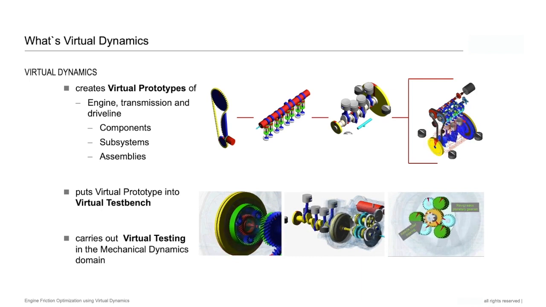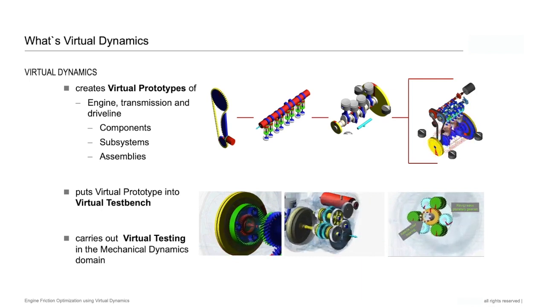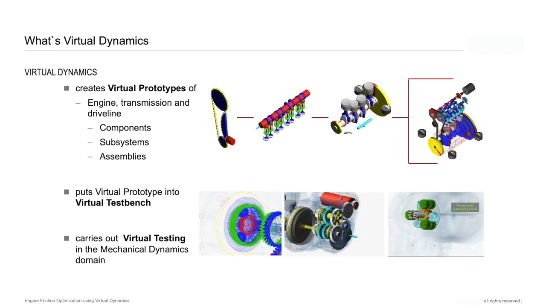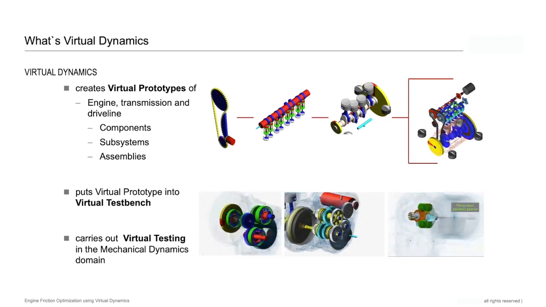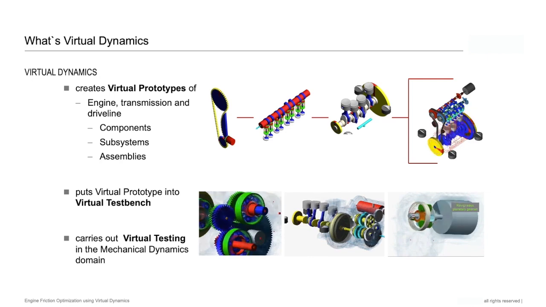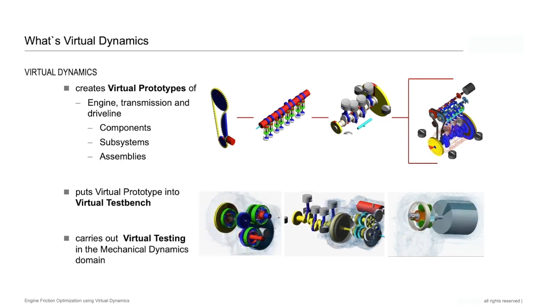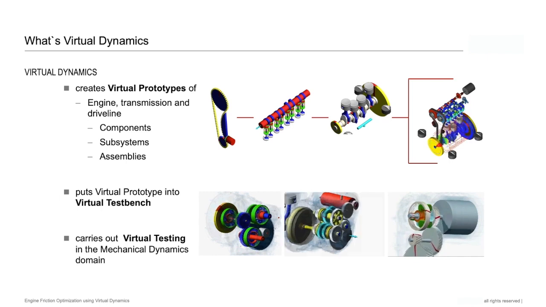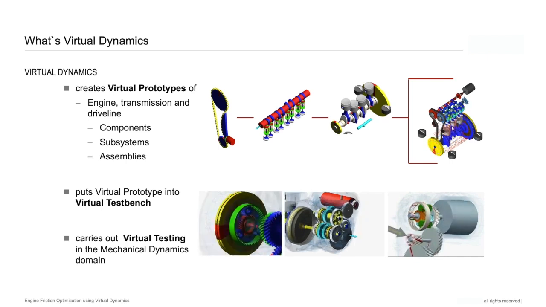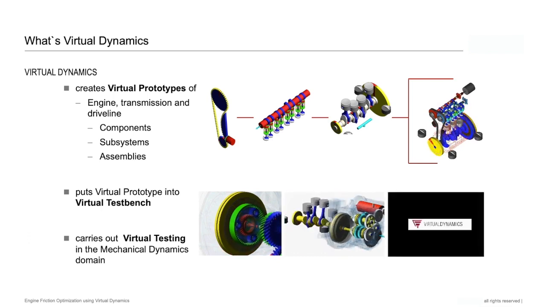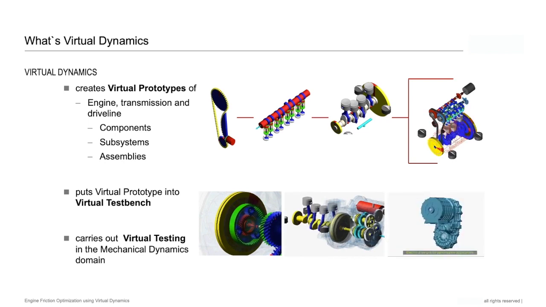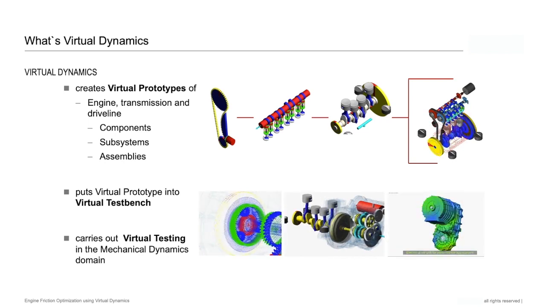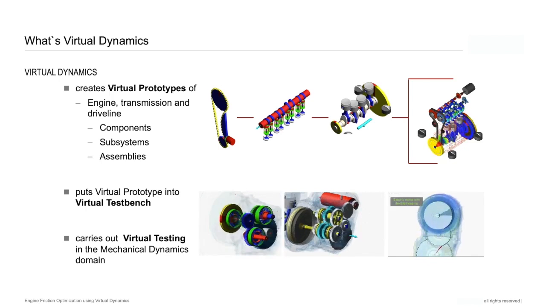So that means for an engine, as an example, we can model and simulate timing drive on its own, valve train on its own, crank train on its own, or we can assemble everything together and model and simulate the entire engine assembly in the mechanical dynamics domain. It is not limited to engines. We can also do transmission, hybrid powertrain, or electric drive units or e-axles. That means electric powertrains in battery electric vehicles as well.